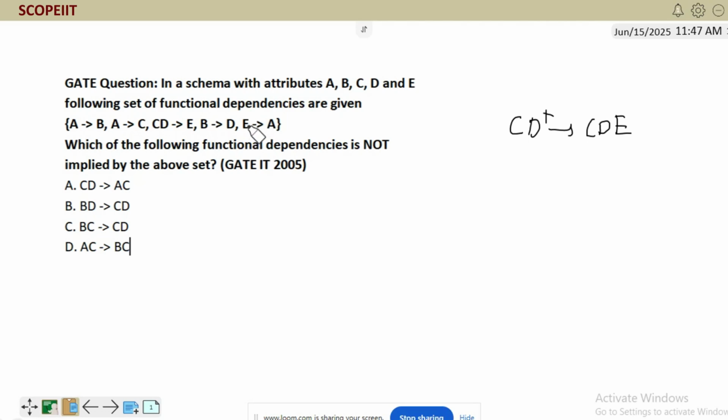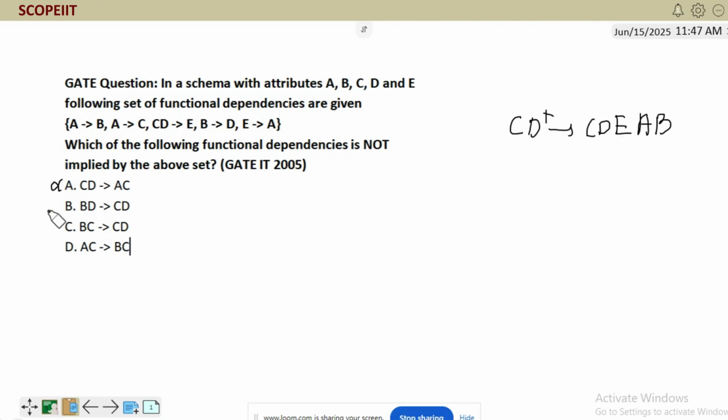E, yes. From E what we can get? A. We have E here, no? So from E we can get A. So we'll write here A. Then from A I can get B also. So I'll get this B. One more thing here, that order does not matter. If it comes left, right, that is fine. Order does not matter. Next, the first option says that from CD we'll get AC. Yes, we will get AC. So option A is not the correct one. Why? Because they said which one of the following is not, but it is having it.